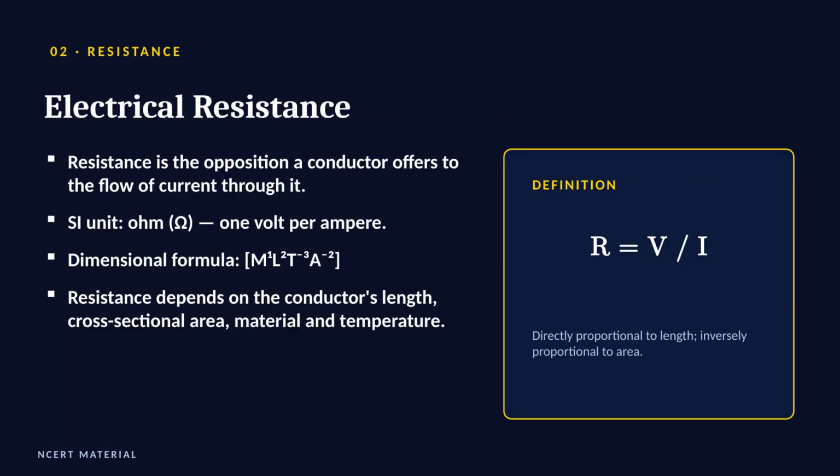Now let's formally define electrical resistance. Resistance is simply the opposition a conductor offers to the flow of current through it. Its SI unit is the ohm, which is 1 volt per ampere. In terms of dimensions, resistance is M1, L2, T-3, A-2. And resistance isn't just a fixed number, it depends on the conductor's length, its cross-sectional area, the material it's made of, and its temperature.